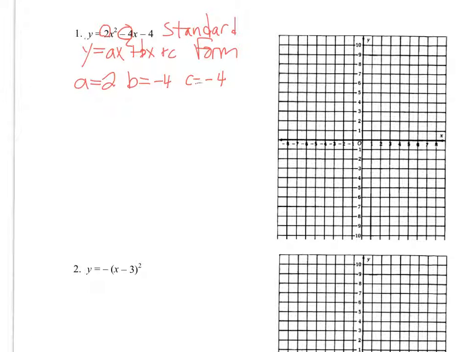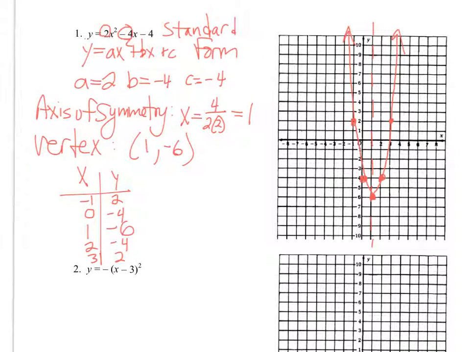So take a minute, pause the video, try and work out the axis of symmetry, vertex, table of values, and graph on the graph given, and then check back in to see the final answer. Here you'll see the final answer with an axis of symmetry of x equals 1, vertex 1, -6, and you'll see the table values with the points around it.